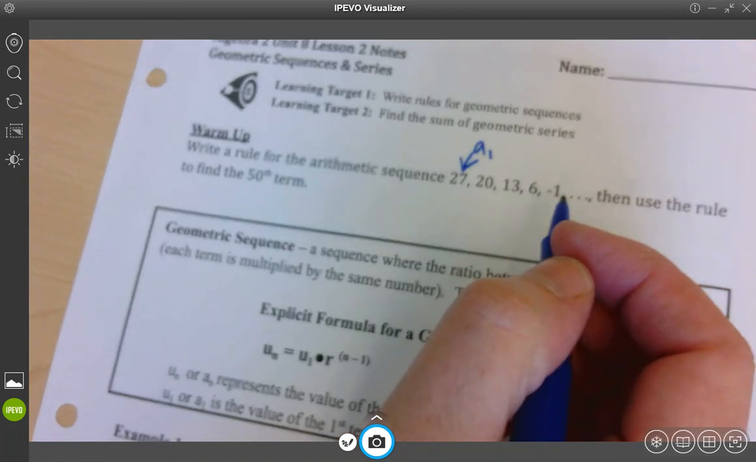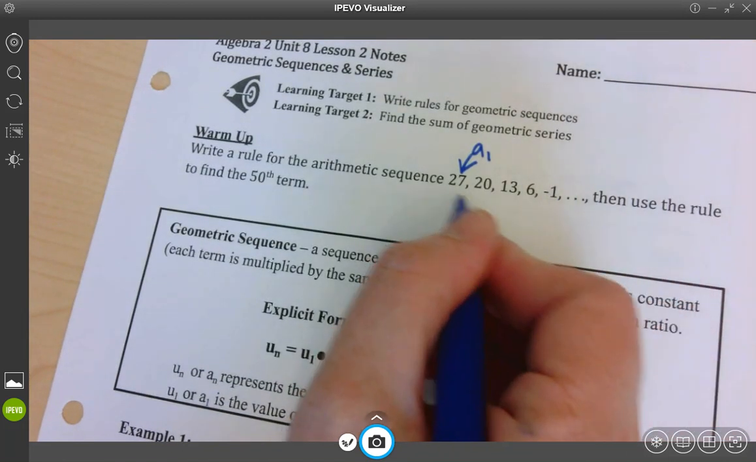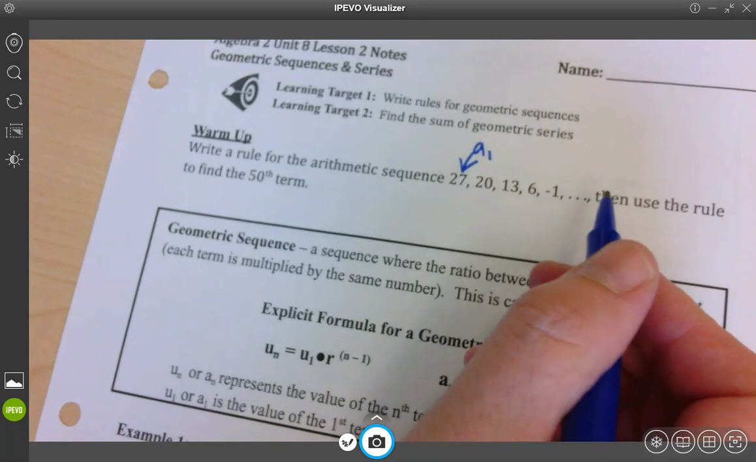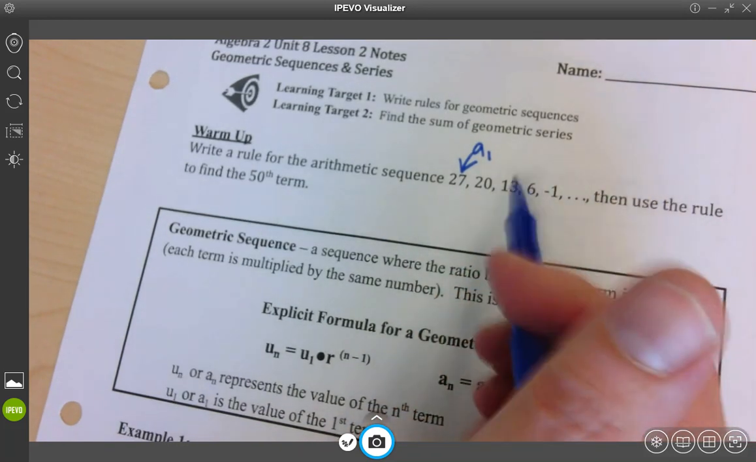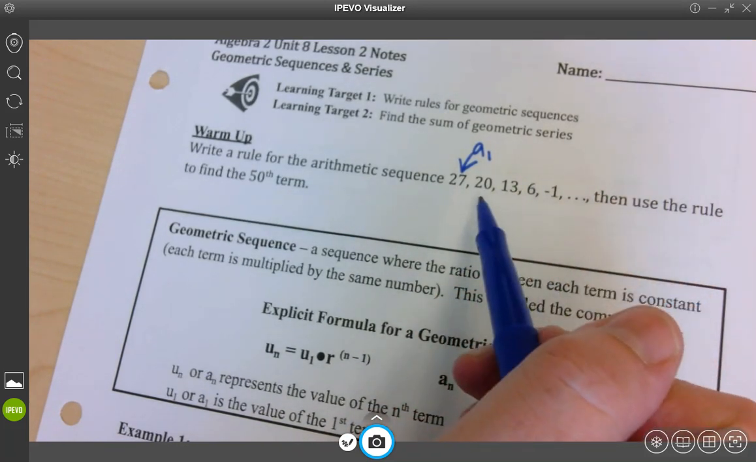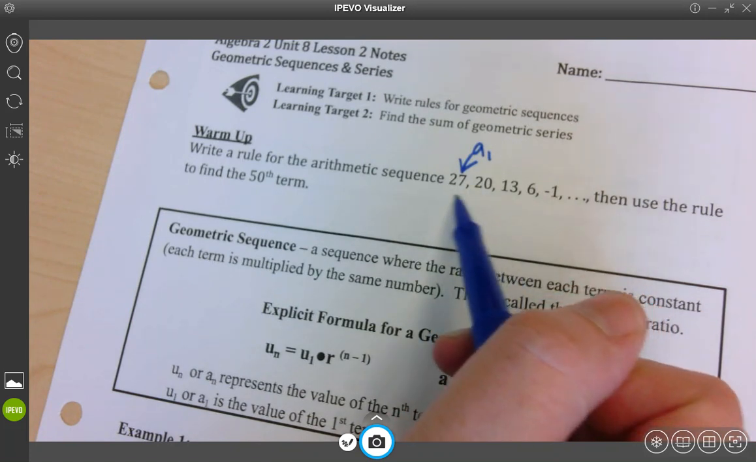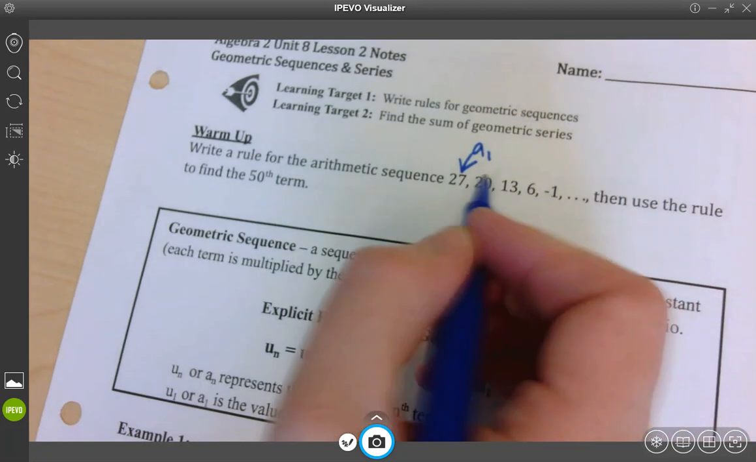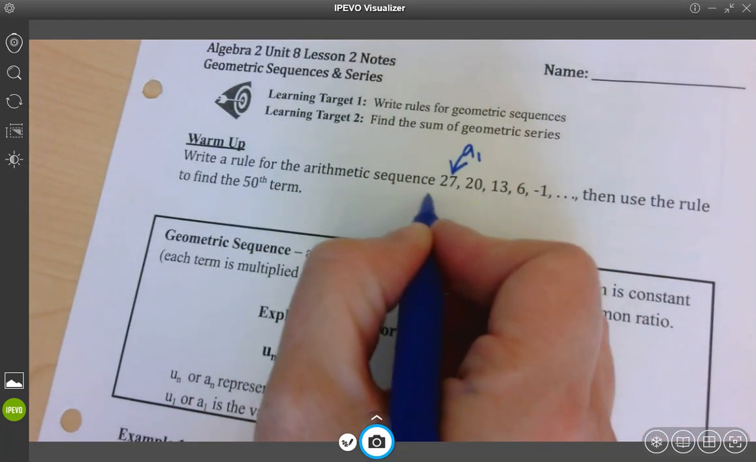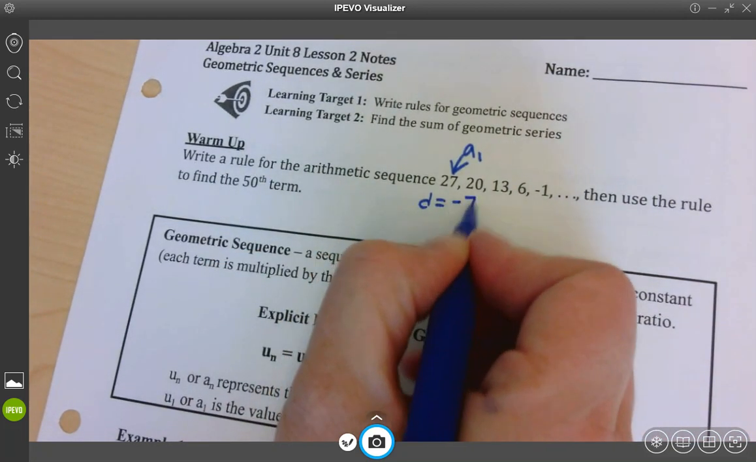So if you're not sure about D, it's the amount you're adding each time. And since it's going down, it is a negative number. One easy way to do it is to use the terms a sub 2 minus a sub 1. You could just subtract the second minus the first, and you can get that your D is -7.